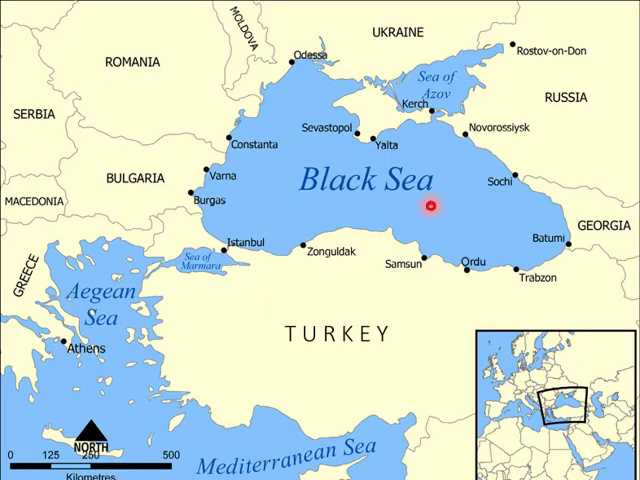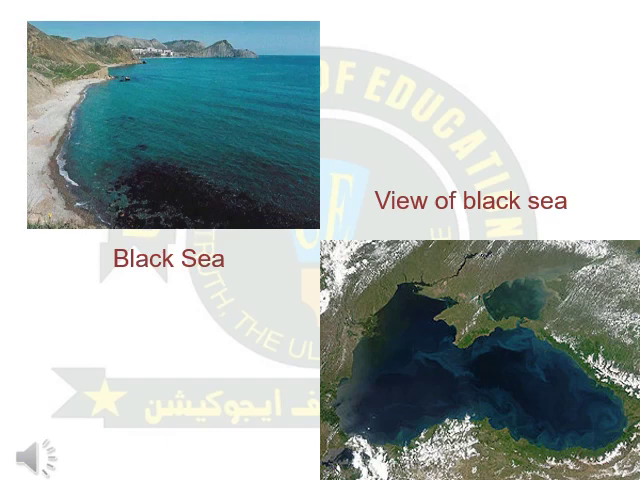Dear students, here you can see the map of the Black Sea that is surrounded by different countries of Europe, and on this side you can see Turkey. Here in the first picture you can see the water of the Black Sea, and in the second picture you can see the view of the Black Sea from satellite. I want to introduce the history of the Black Sea. Why is the Black Sea called black?